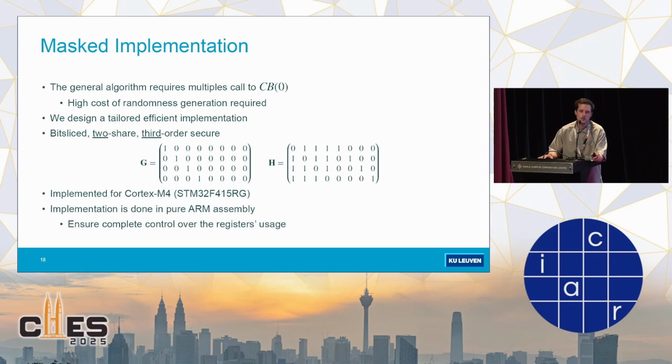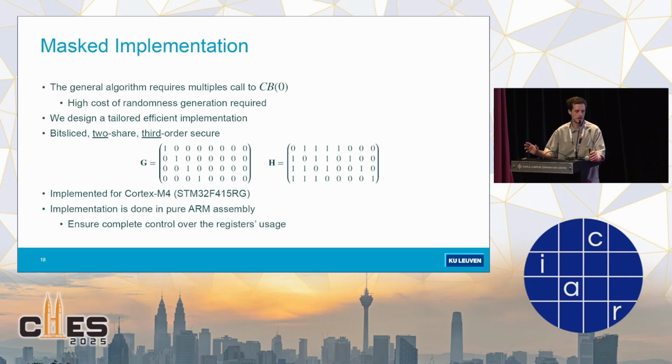All right, so I presented this general algorithm. You can do any cipher with that, with this Toffoli gate and so on. But you saw that we had to call this code-based zero gadget multiple times. So again, you have this kind of high cost of randomness and construction cost. So what we wanted to do is to design an efficient tailored implementation. So we went for a bit slice implementation with 2 shares, but third order secure. Again, we picked this matrix G and H, as in the example before.